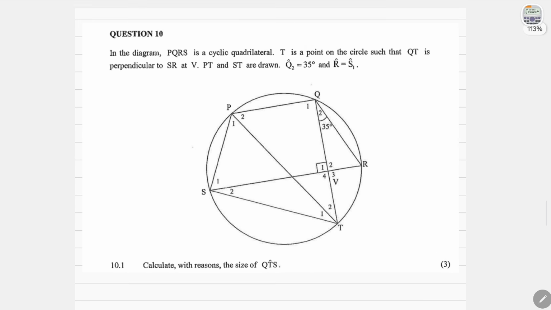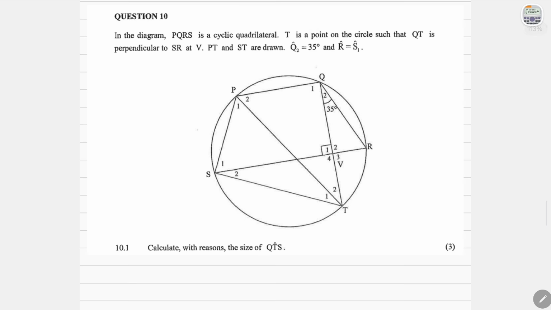Okay, we are now in question 10, and question 10 says, in the diagram, PQRS is a cyclic quadrilateral. Okay, so just note those points on the circumference because that's the only part that you can consider as a cyclic quad. Okay, and then they tell us that T is a point on the circle such that QT is perpendicular to RS at V. Okay, so we have 90-degree angles over here.